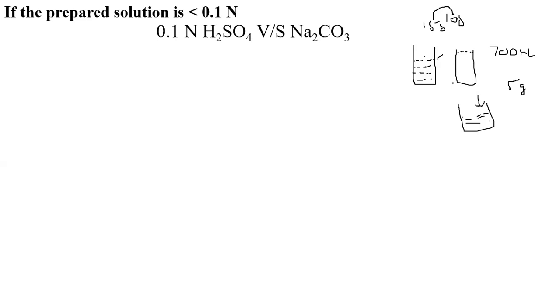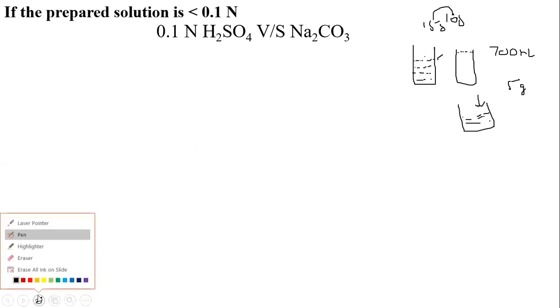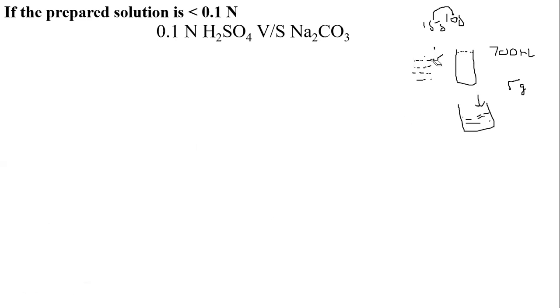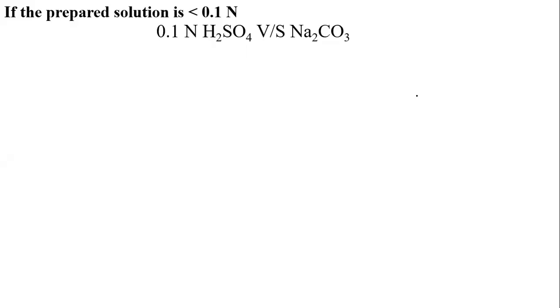The same thing will happen in our chemistry lab also. We will titrate with our primary standard solution. To check the exact amount of normality, or to know whether it is exactly 0.1 normal, or less than 0.1 normal, or more than 0.1 normal, we have to do titration.